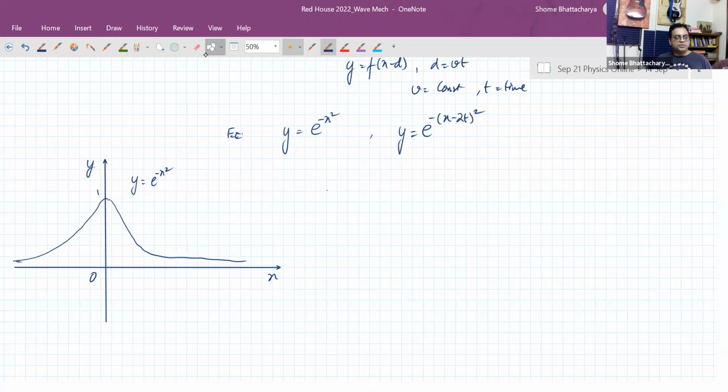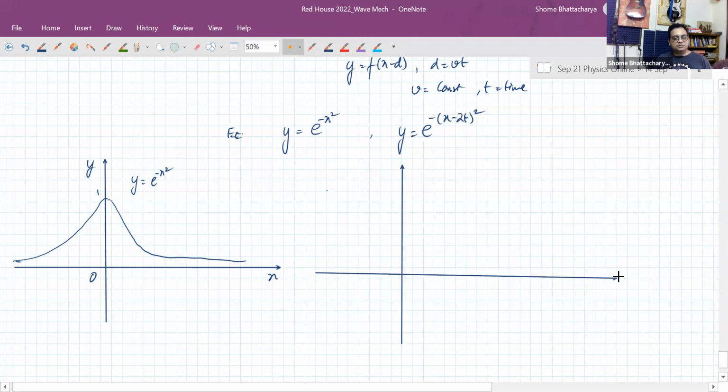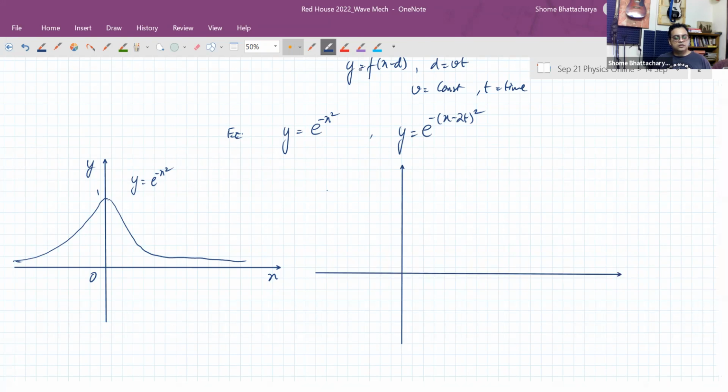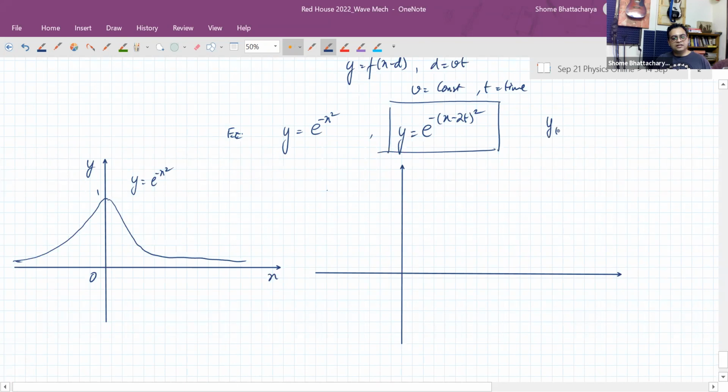Okay. Now compare this with how this graph will be looking. So if I plot this graph at t equal to 0, obviously it's the same. So this one I can see, for example, y at t equal to 0 is e raised power minus x square. But what about y at t equal to 1? It becomes e raised power minus of x minus 2 whole square. Then what about y at t equal to 2? It becomes e raised power minus of x minus 4 whole square. You can see it becomes a traveling graph.